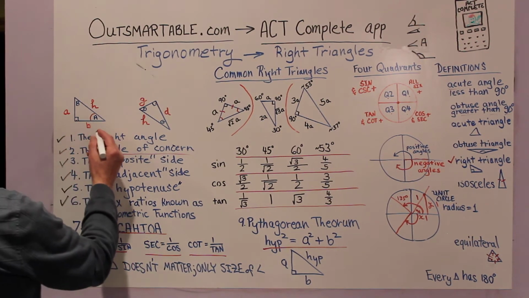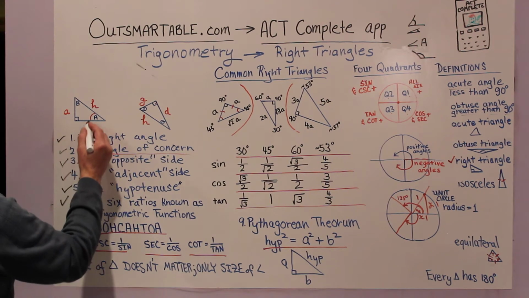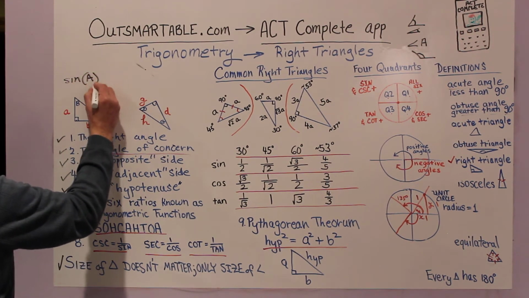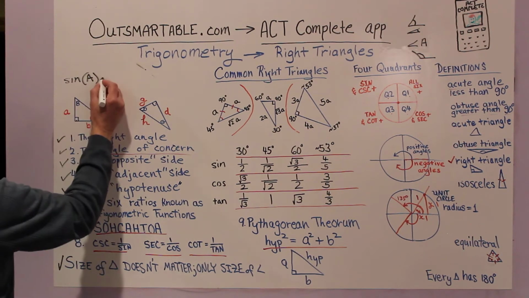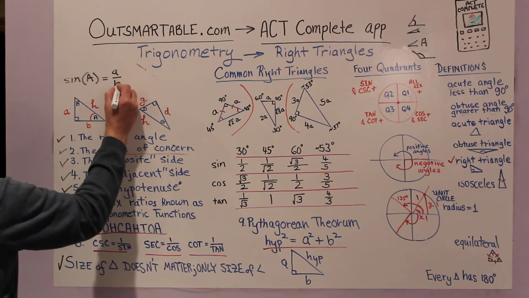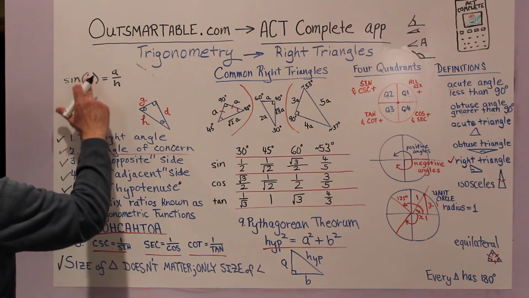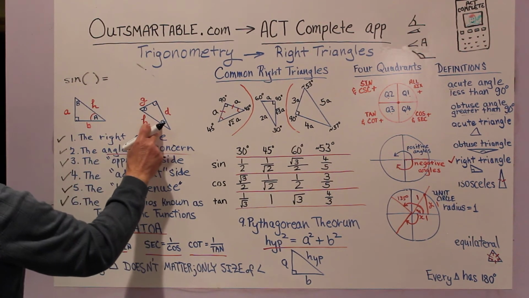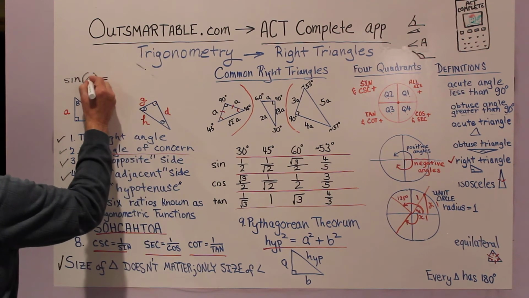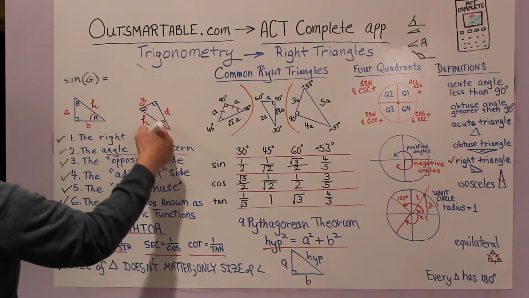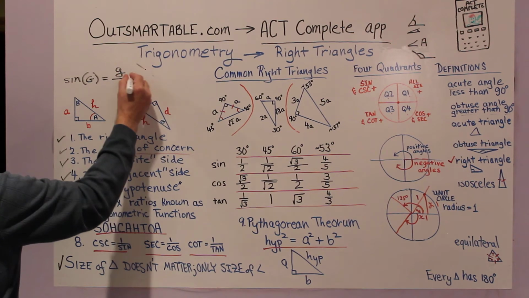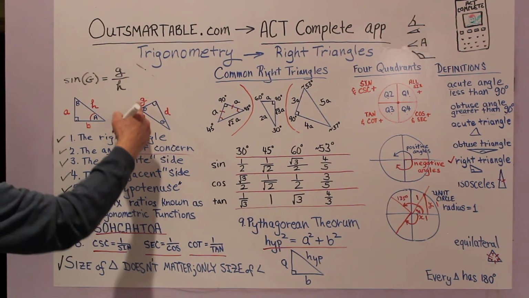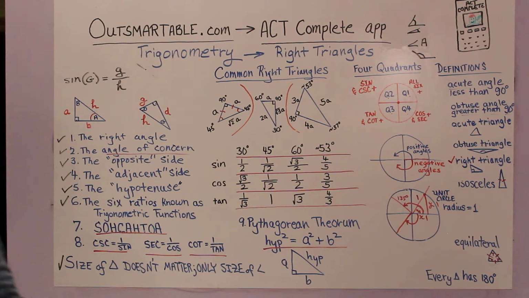Let's try it for a couple of these. What would, say, the sine of angle A be equal to? Well, the sine is the opposite side divided by the hypotenuse. How about the sine of angle G? What would that be equal to? Well, again, that's the opposite side, in this case it's G, divided by the hypotenuse, which is A. Now these letters represent a measure, of course.